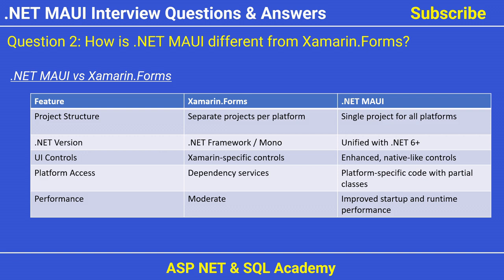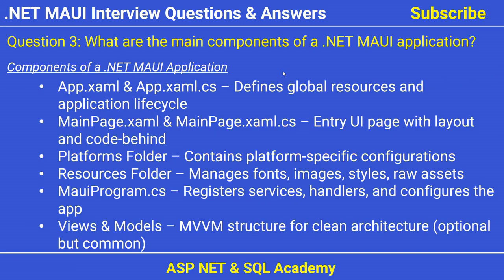In this question, we explore the main components of a .NET MAUI application. The first key component is App.xaml and its code behind file App.xaml.cs, which define the application's lifecycle and shared resources like styles.